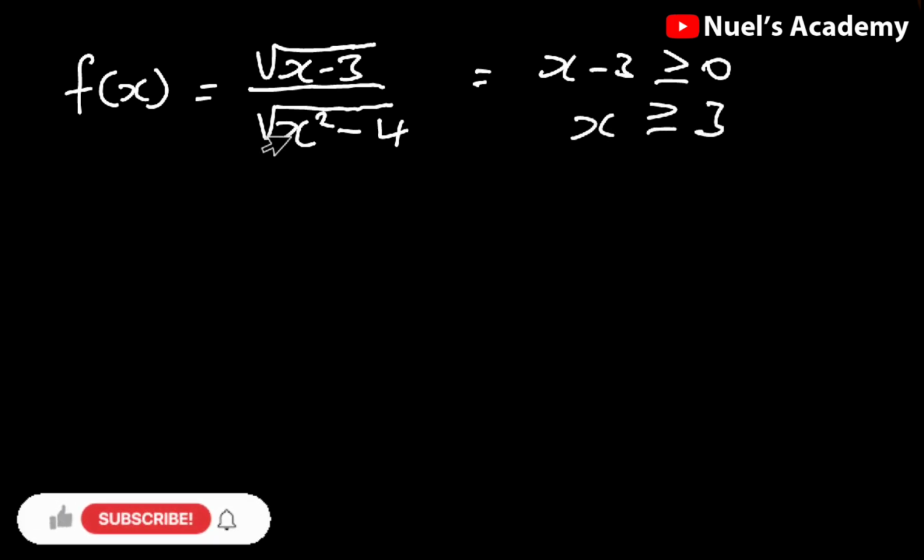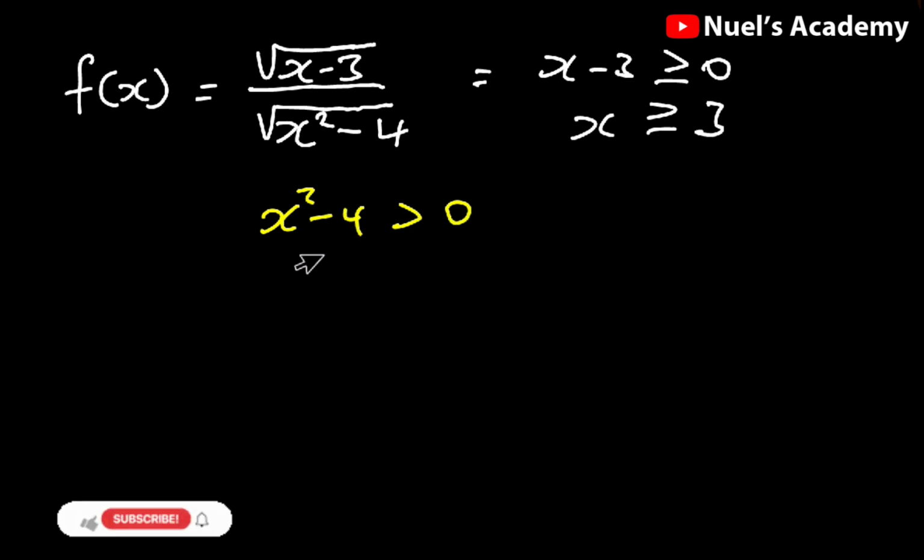Then let's focus on the denominator. Now from the previous example I solved, I told you that we can't have a 0 at the denominator. And because this is a square root, we also can't have a negative number inside the square root. So we're going to set this inside of the square root, which is x squared minus 4, to be greater than 0. So setting this to be greater than 0, let's solve for the value of x.